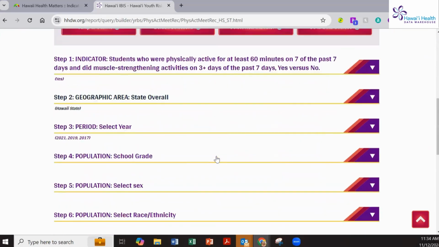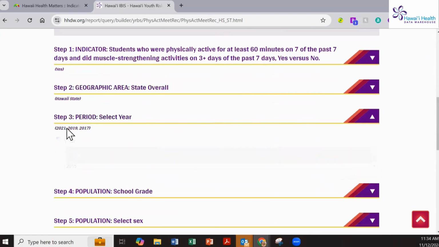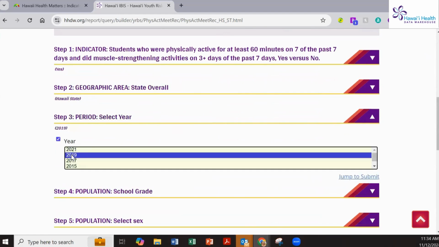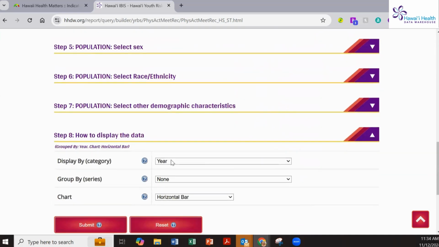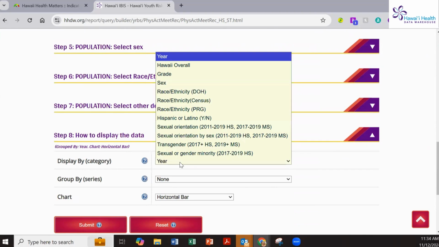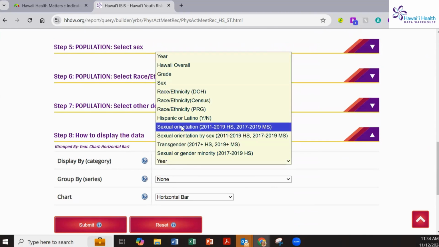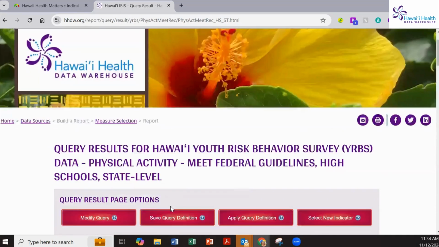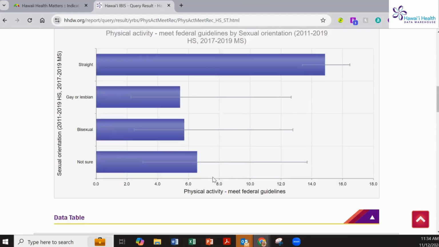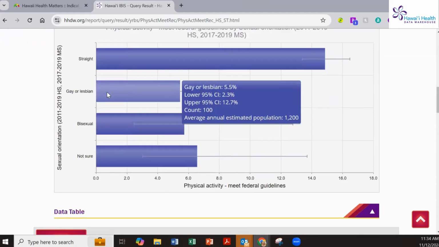So one thing we can do is filter this query to 2019. You can also look at the data by year and by sexual orientation, but it's a simpler output to go ahead and filter to the year of data that you're interested in. And here we can see that it looks like gay or lesbian students have the lowest rate of meeting the federal physical activity guidelines among high schoolers in 2019.